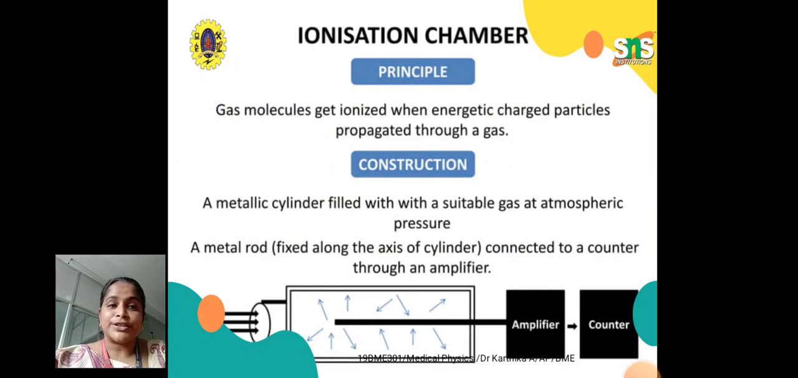In the ionization chamber, the principle is that gas molecules get ionized when energetic charged particles propagate through a gas. Here, in the construction, we have a metallic cylinder filled with a suitable gas at atmospheric pressure, and a metal rod fixed along the axis of the cylinder, connected to a counter through an amplifier. See this one. Here we have a metallic cylinder, a metal rod and a counter through an amplifier.